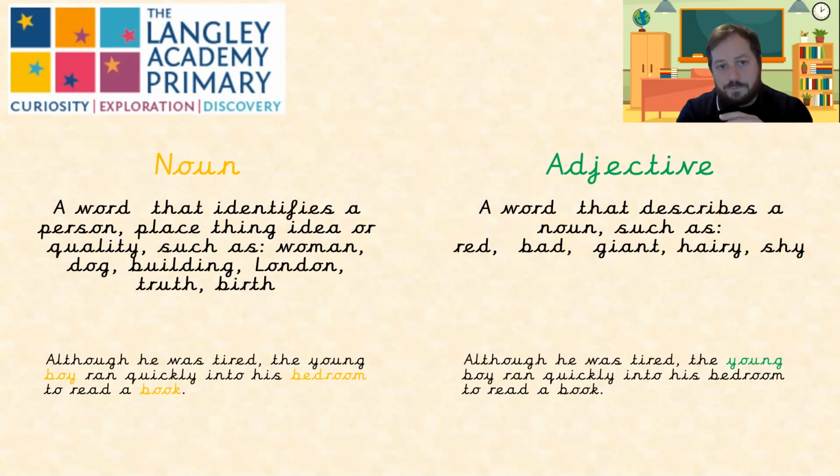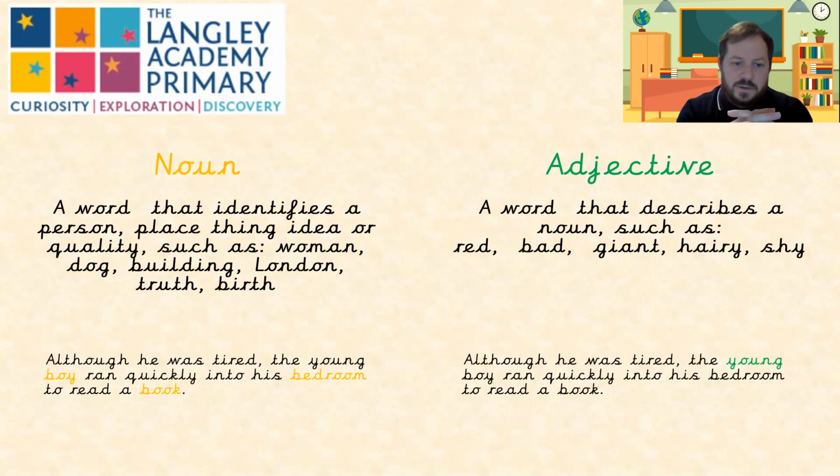So the first two we've got are nouns and adjectives. Now, a noun is a word that identifies a person, a place, a thing, an idea, or a quality. And we talked about this before. So abstract nouns talk about the ideas or qualities, whereas proper nouns are people or places, or you can have things which are common nouns. And examples of this are woman, dog, building, London, truth, and birth.